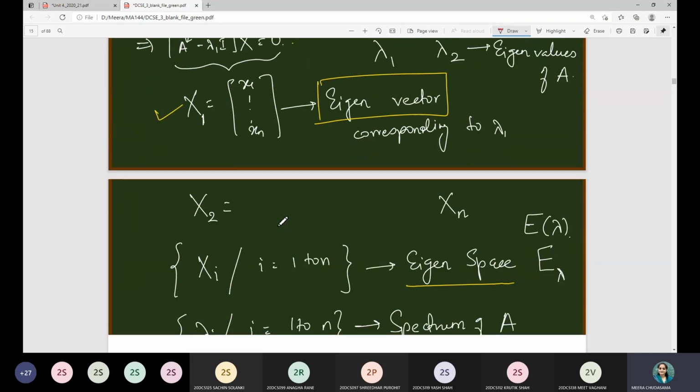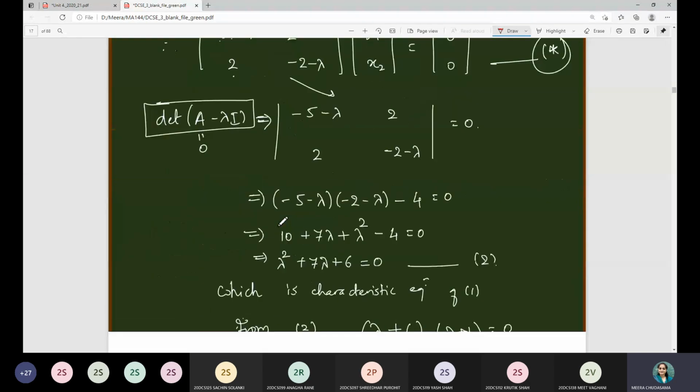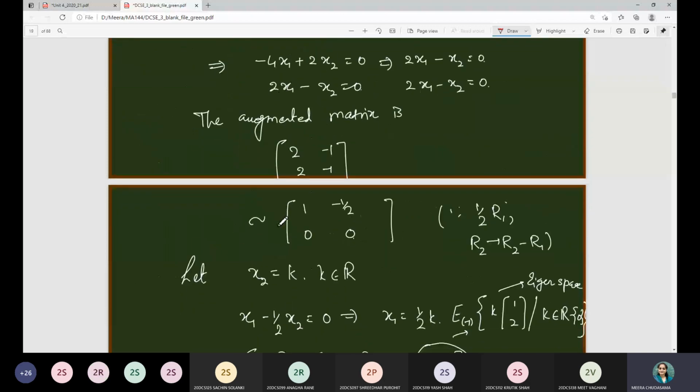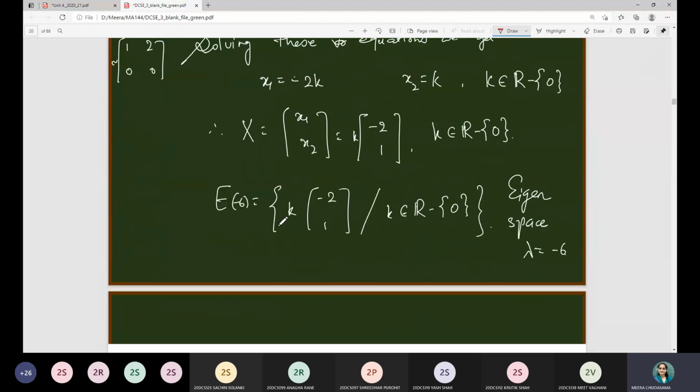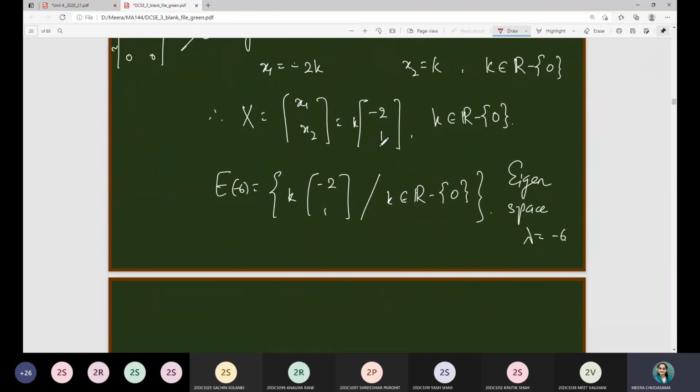And whenever you get eigenvectors, you take the whole collection of them. For example here, we have considered (minus 2, 1), which was the basic vector we got, and all its collections, means we have multiplied with scalar k, then this set is called the eigenspace. So you have mixed two terms, eigenspace and spectrum, that is eigenspectrum, but actually they are different.